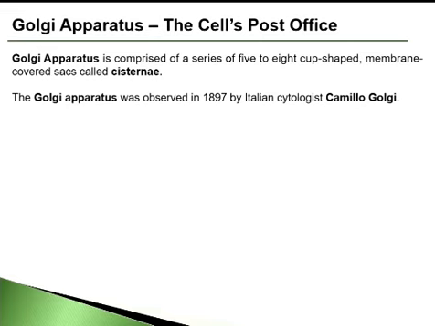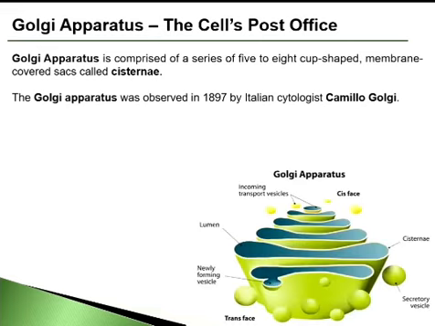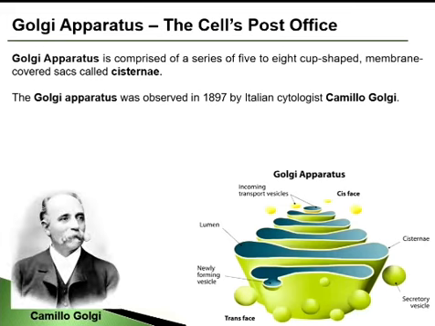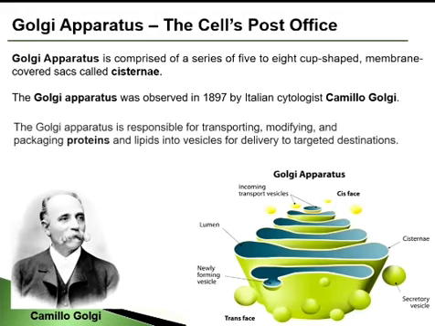Also known as the Golgi complex, this organelle, the Golgi body or the Golgi apparatus, is responsible for transporting, modifying, and packaging lipids and proteins to target destinations. This particular organelle is common to both plant and animal cells. Structurally, the Golgi apparatus is composed of a series of 5 to 8 cup-shaped membrane-covered sacs called the cisternae.